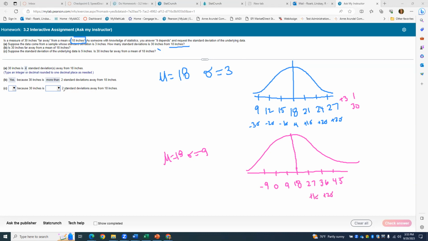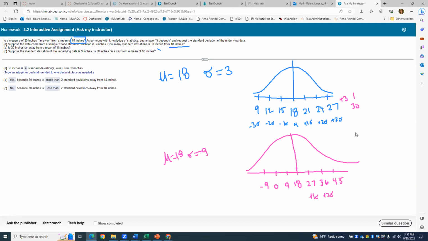Okay. So if the standard deviation was changed to 9, the question is, is 30 inches far away from a mean of 18 inches? So you would then say no, because 30 inches is less than 2 standard deviations away from 18 inches. Okay, so I hope that makes sense.